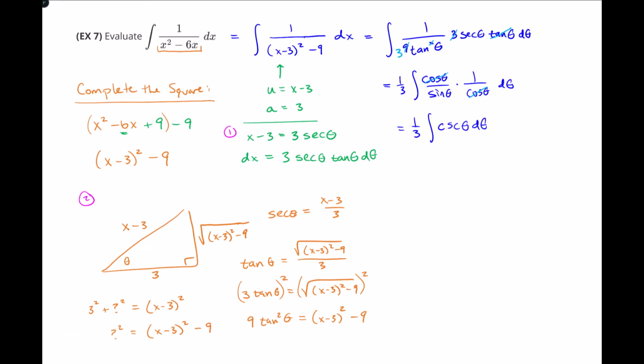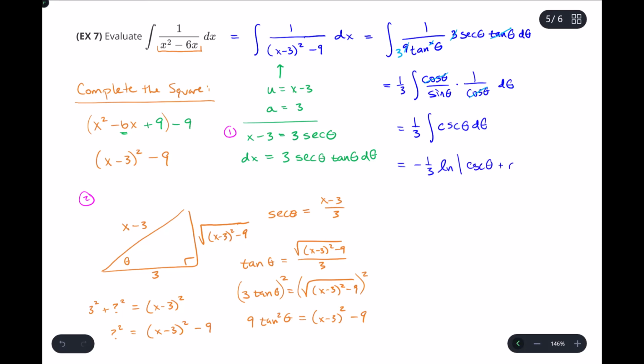And then that's something that I can integrate. There is an integration formula for that. And it's one of these that isn't always remembered right off the top of your head, but it is the negative natural log of cosecant theta plus cotangent theta plus c. All right, so then the last thing to do is then figure out, based off of my triangle, what cosecant theta and cotangent theta are equal to in terms of the variable x. So let's try it.